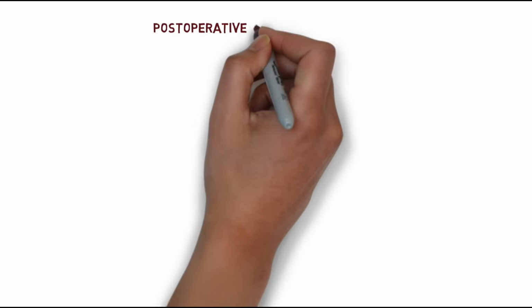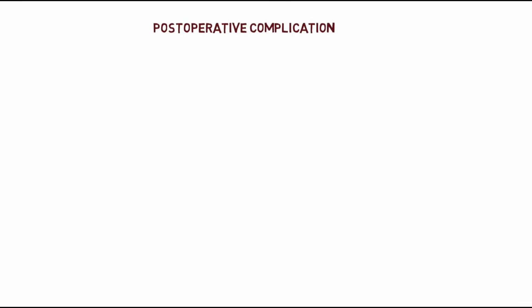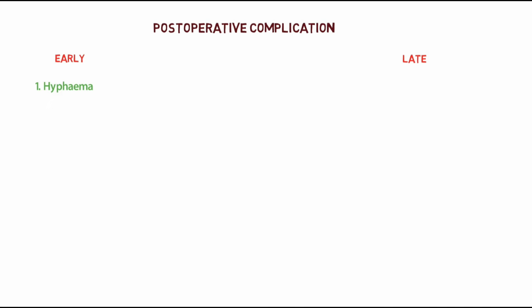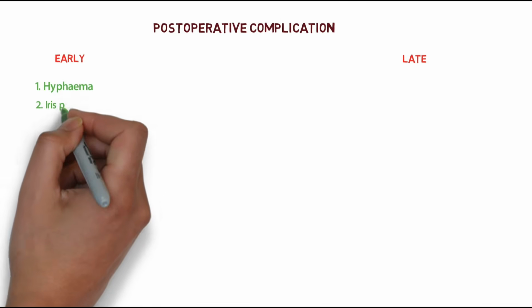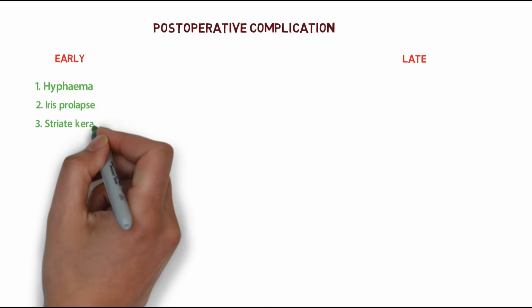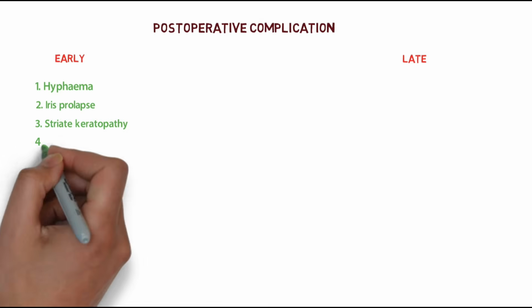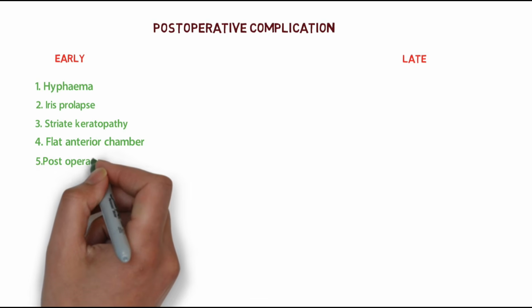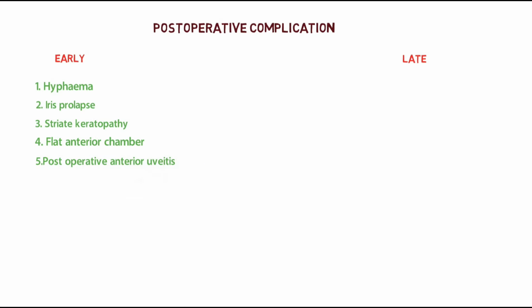Now we have post-operative complications, and there can be early post-operative complications, or there might be late post-operative complications. In early post-operative complications, there may be hyphema, that is collection of blood in the anterior chamber. Then there can be iris prolapse, there might be striate keratopathy, there may be flat anterior chamber, there may be post-operative anterior uveitis, that is the inflammation of the uvea.